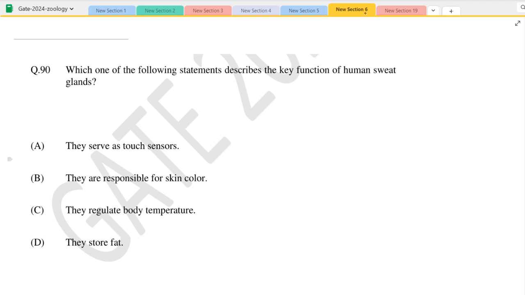So, which one of the following statements describes the key function of the human sweat glands? This is a very basic biology question any high school student should be able to answer. The correct answer here is they regulate body temperature. That is option C. Yes. Moving on to the next question.